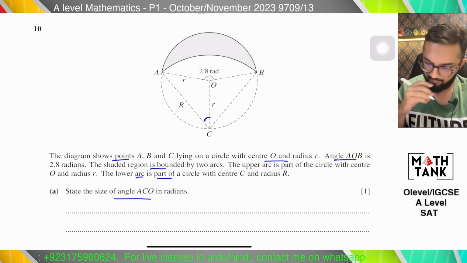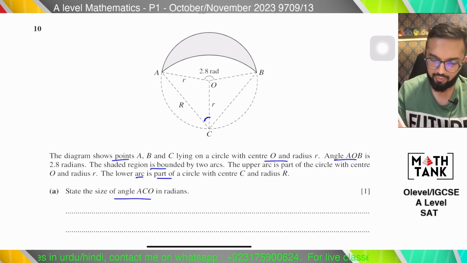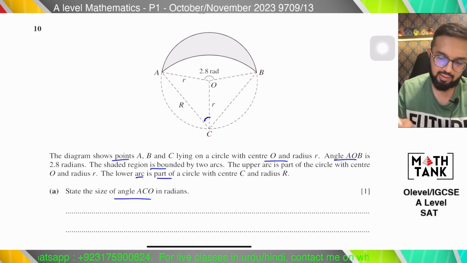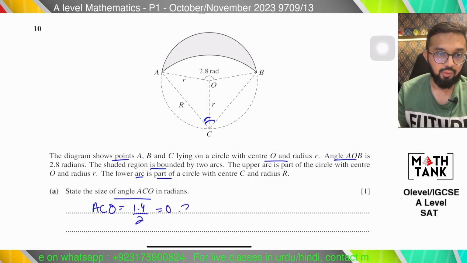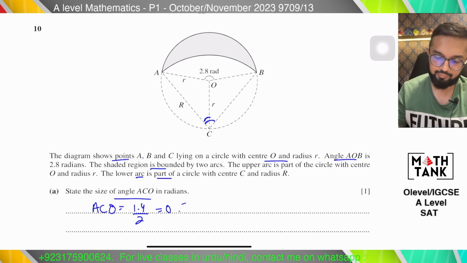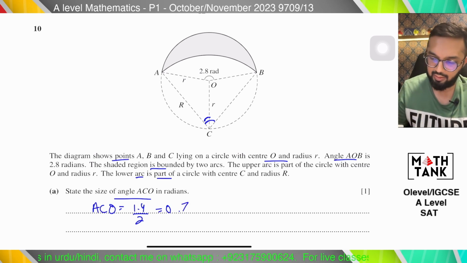Okay. Now remember that this is a circle property: an angle formed at the center is twice that formed at the circumference. So this entire angle would be 1.4 and then ACO should be half of 1.4, 0.7. Okay, I hope that's the correct answer. Yes, that is indeed the correct answer.